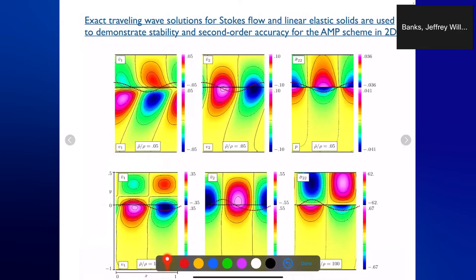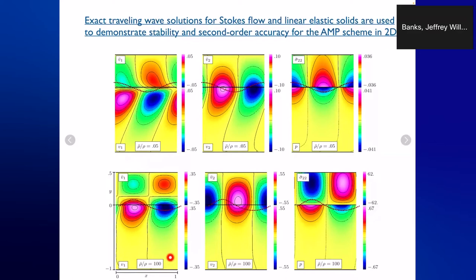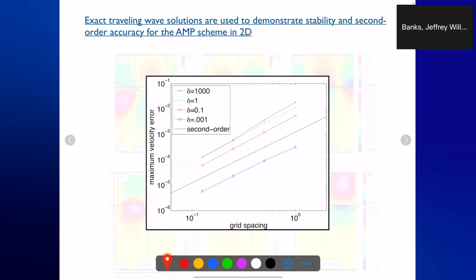Here is an example of an exact traveling wave solution for Stokes flow, with a linear elastic body on the top and the fluid on the bottom. At the top, the density of the solid is 20 times less than the density of the fluid, and on the bottom the density of the solid is 100 times the density of the fluid. In both cases the scheme is stable and everything is fine. In fact, I can look at a convergence study for this case for a variety of these deltas, the mass ratio. You see, I've got second order convergence in all these cases.